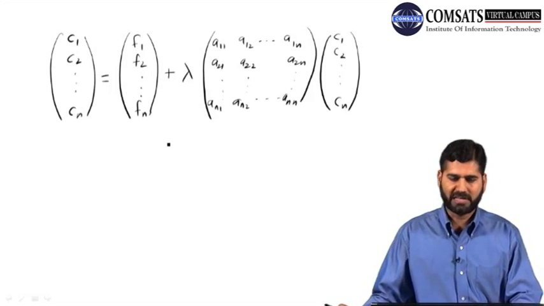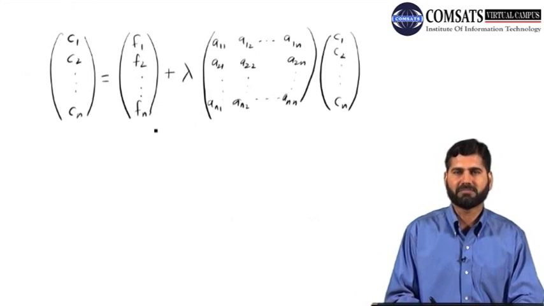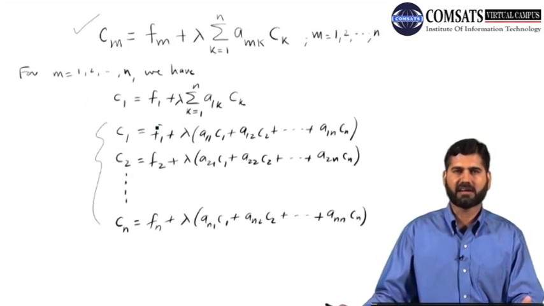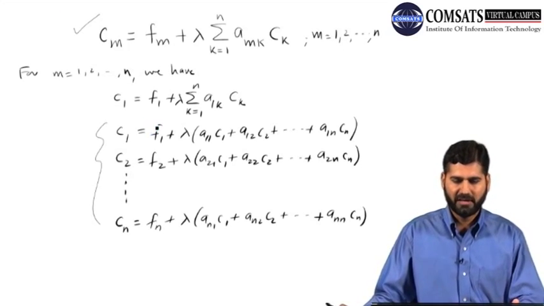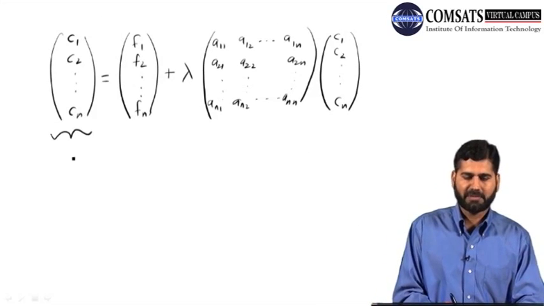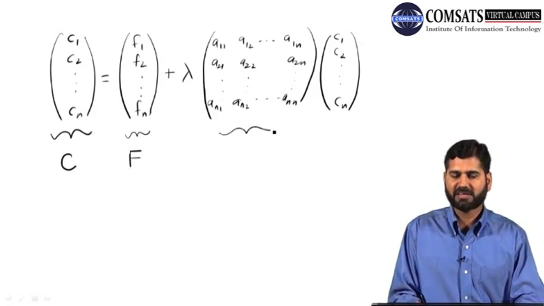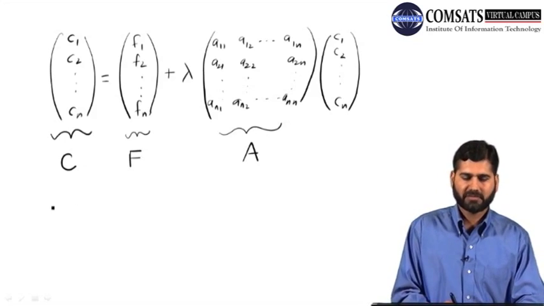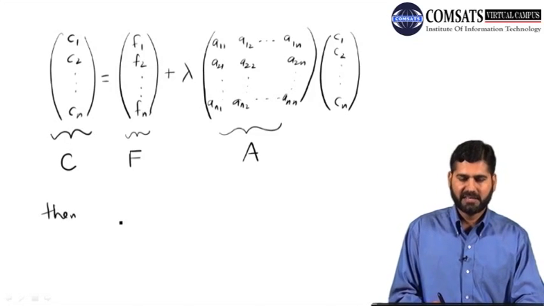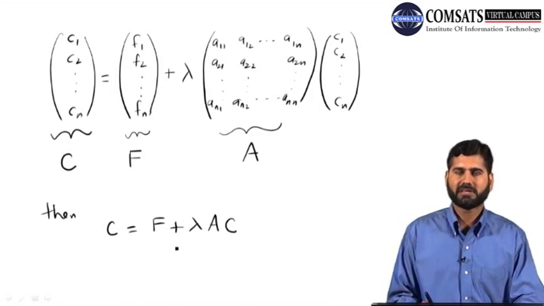So we wrote this system directly in the slide, right? The missing details are here now. They are of course very easy. At this level you should be able to do this on your own. But anyway, if I call this vector capital C, and this matrix capital A, then what I can write is C is equal to F plus lambda AC, right?